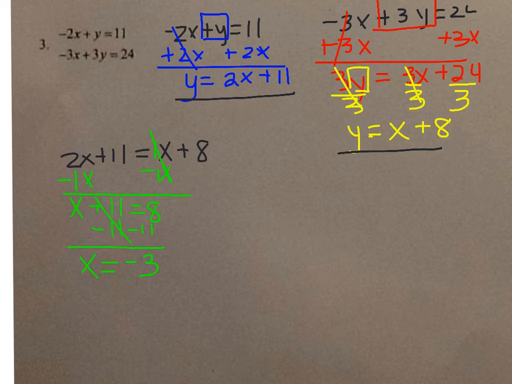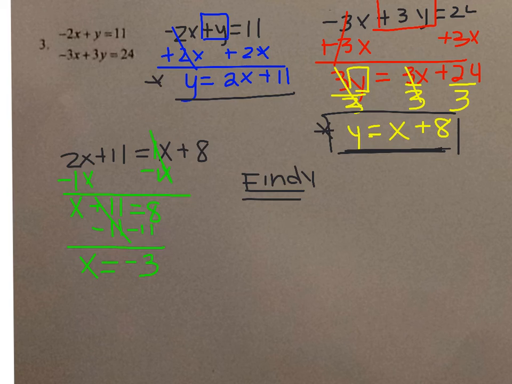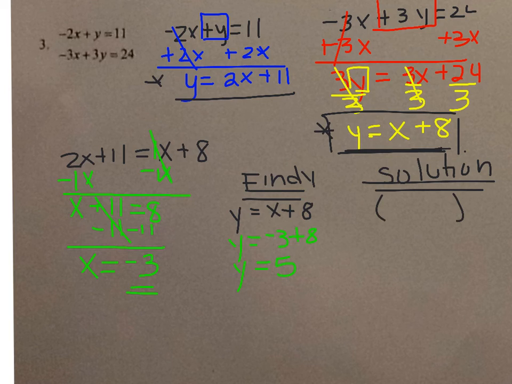Now we're going to solve for y. So we're going to find y here. Pick either one of these two equations here. It doesn't matter which one you pick. It's probably easier if we pick this one in the yellow because there's no number in front of x. So y equals x plus 8 I'm going to use. So plug in the negative 3 for x. Y equals negative 3 plus 8. Negative 3 plus 8 is positive 5. So right now, write down the word solution. Write it as a point. X is negative 3 and y is 5.